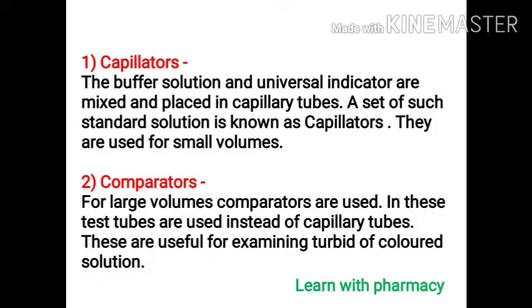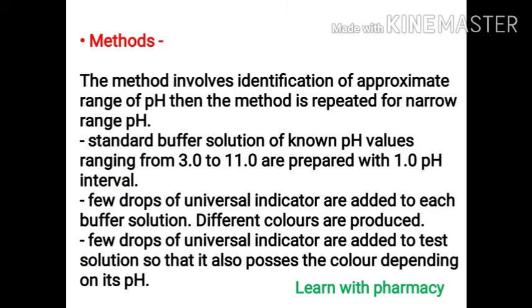And what are comparators? For large volumes, comparators are used. In these, test tubes are used instead of capillary tubes. These are useful for examining turbid or colored solutions. Methods involved in colorimetric method. The method involves identification of approximate range of pH, then the method is repeated for narrow range pH.